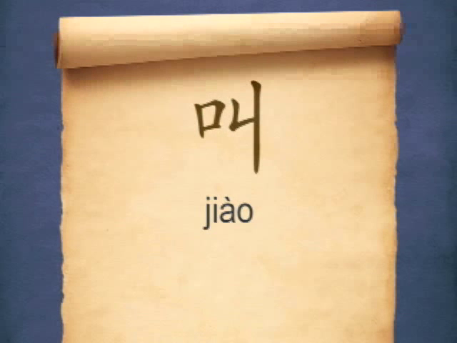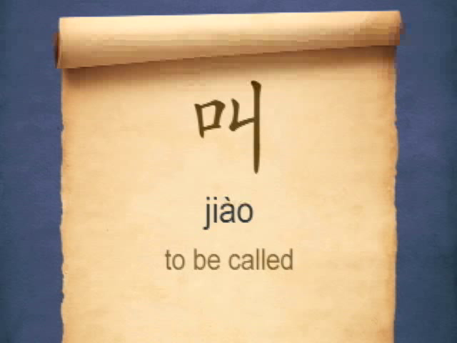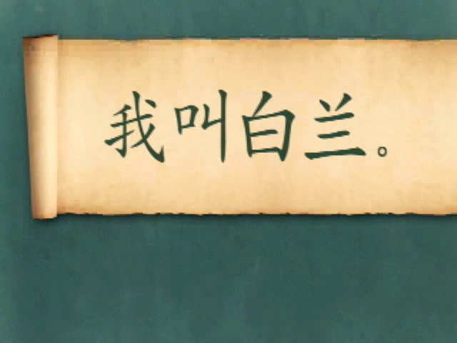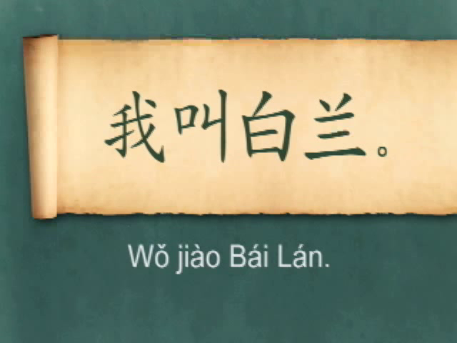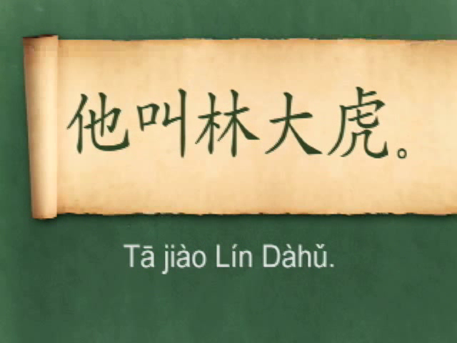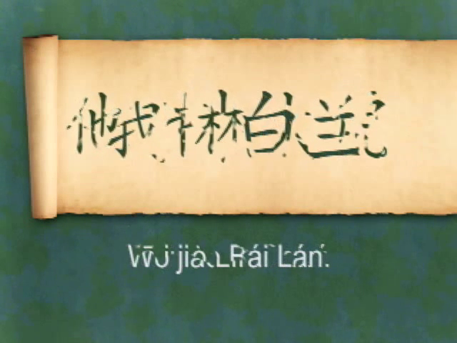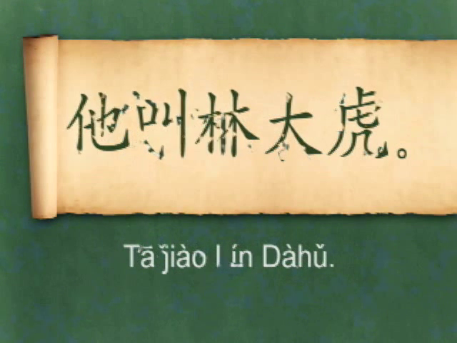In the next dialogue, in lesson 7, you learn the verb 叫. 叫 means what? Good! It means to be called. You used 叫 and learned to say, my name is and his name is. Say these sentences with me. 我叫白兰, 他叫林大虎. My name is 白兰, his name is 林大虎.